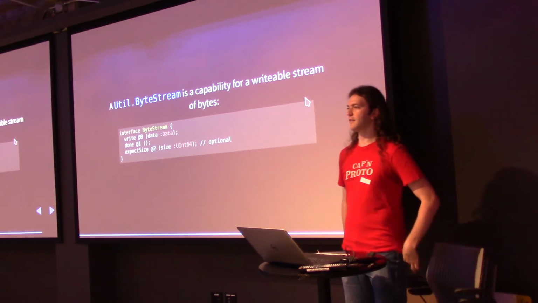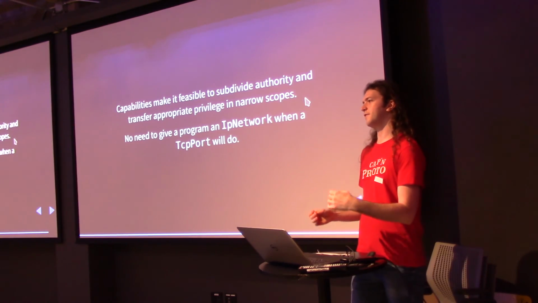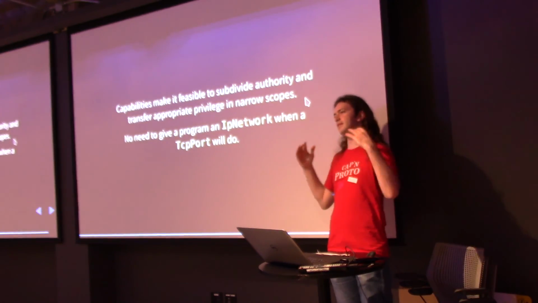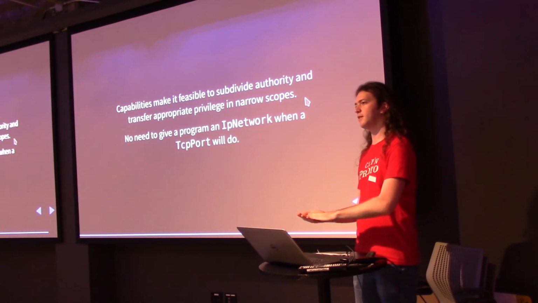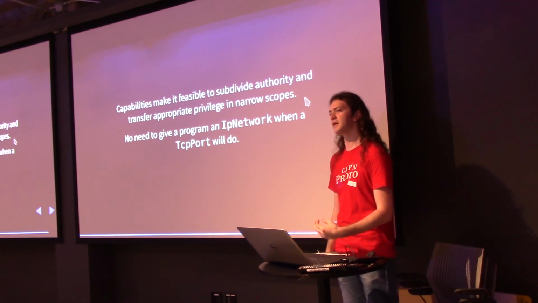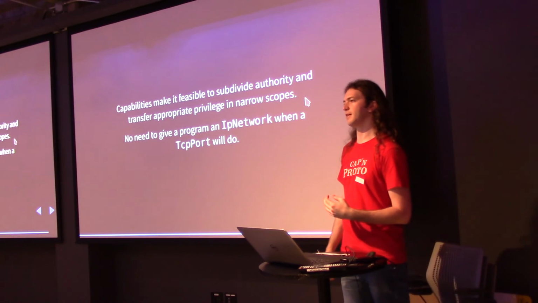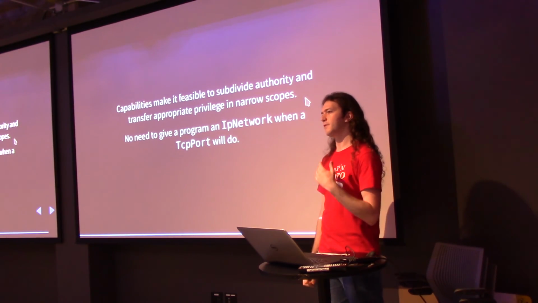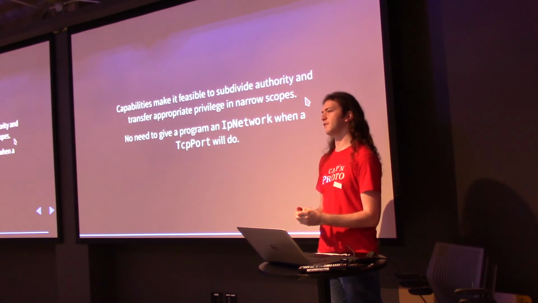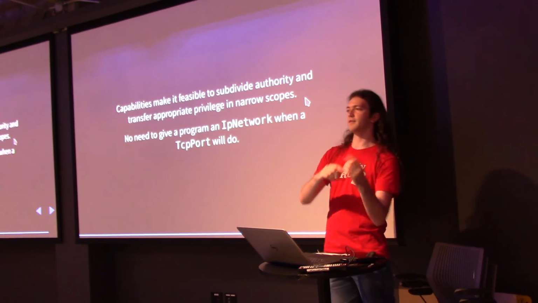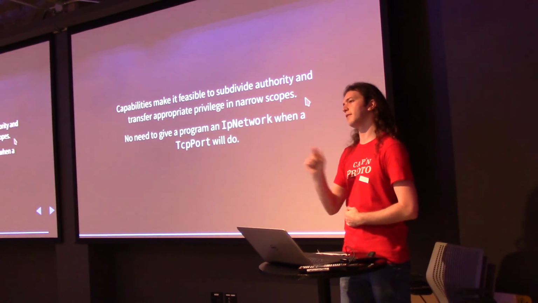You can call writes and you can end the stream. The cool thing about all this is that capabilities make it feasible to split up that giant amount of authority, the ability to connect to any server anywhere and send it any data, and break it down into much, much smaller, much more palatable things that we might want to give to a less trustworthy piece of code. So we don't need to give an IP network to something when a TCP port will do. If you wanted to connect an app to some third-party service, but you wanted to make sure that app wasn't phoning home to some other service, then you could give it a capability that only allows it to connect to the one that you trust, rather than the one that you don't trust.